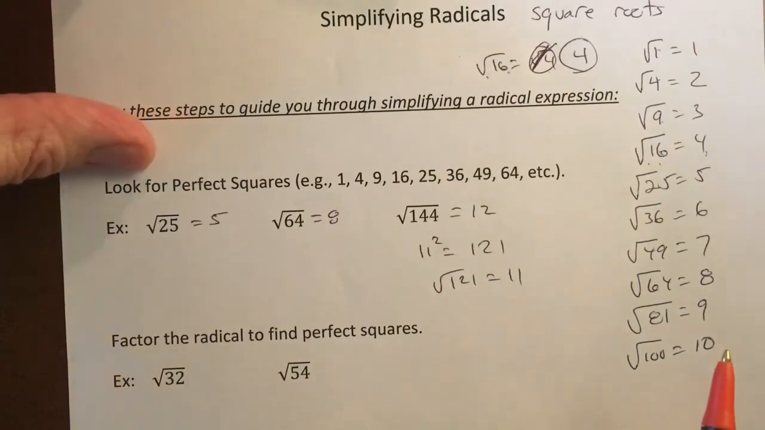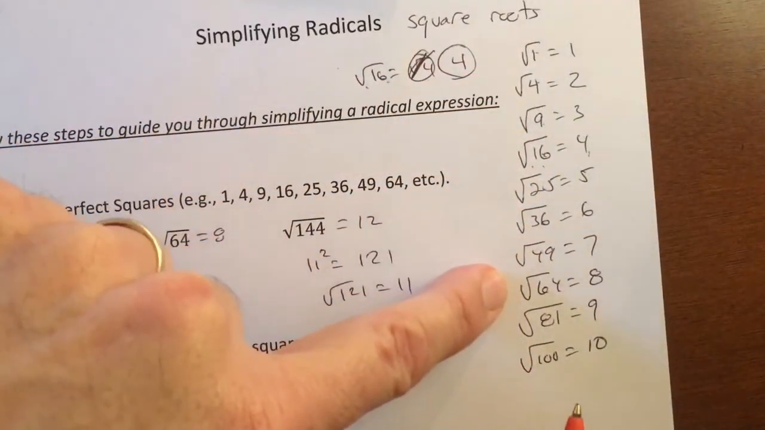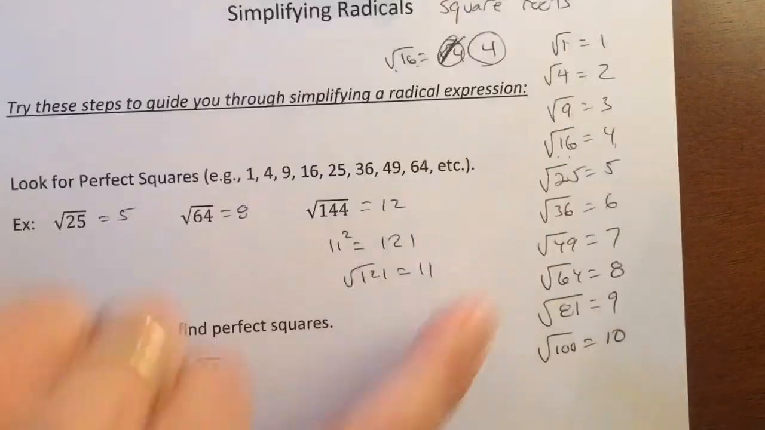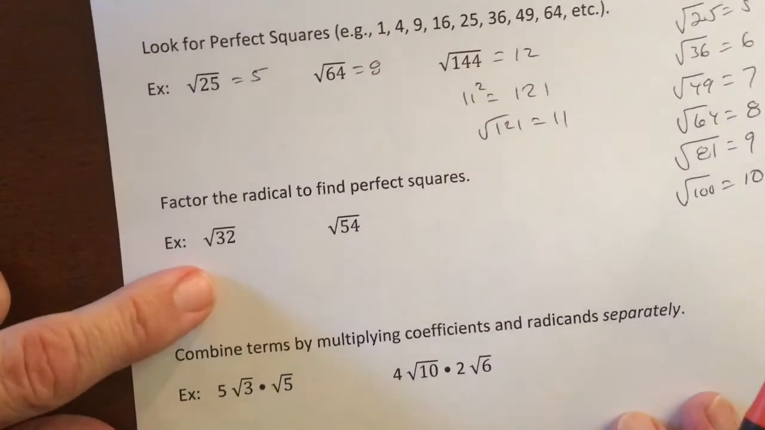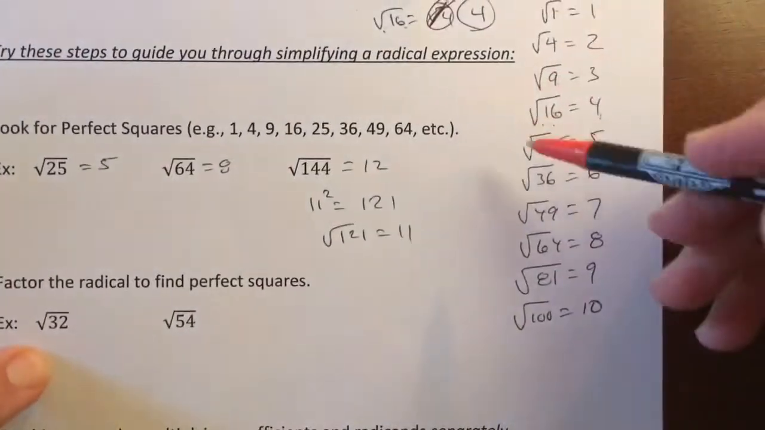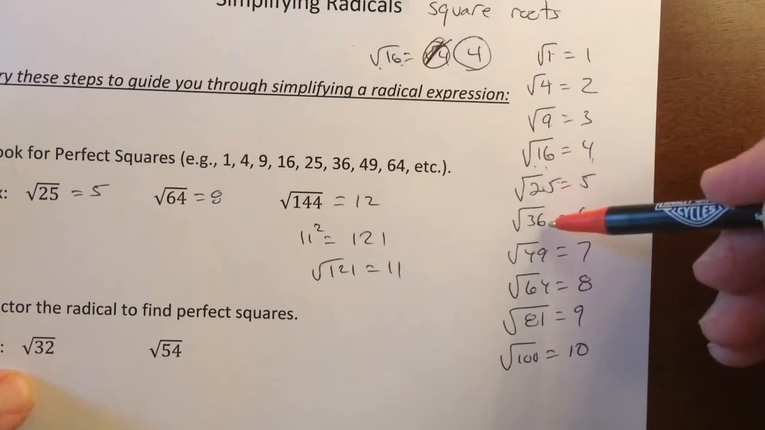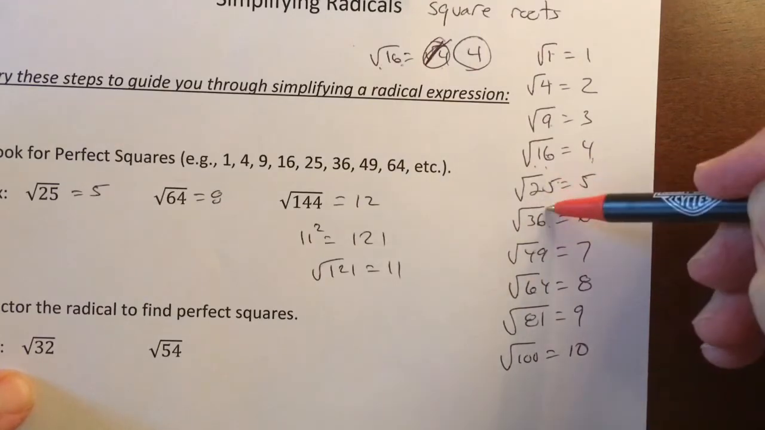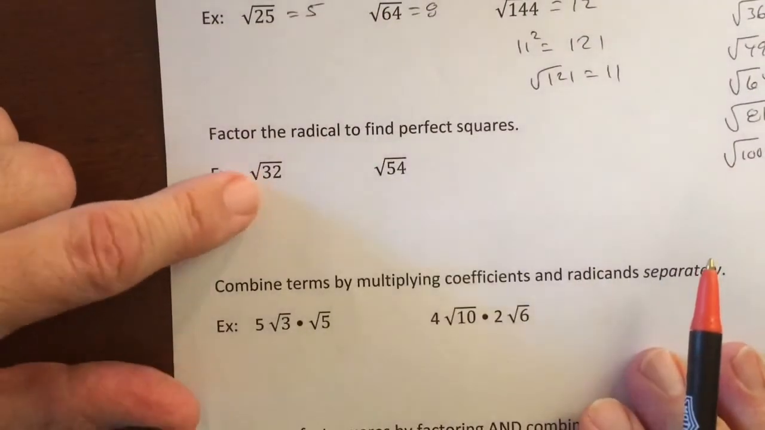Now, things that get a little more complex. As I said earlier, you want to find the perfect squares. You need to look for these, but they're not always jumping out in front of you. So you go to the next section here, and they have an example of square root of 32. Well, 32 is not on my list. Here's 25, here's 36, so somewhere in between. The answer is not here, but you have to decide if you can find a perfect square in here.